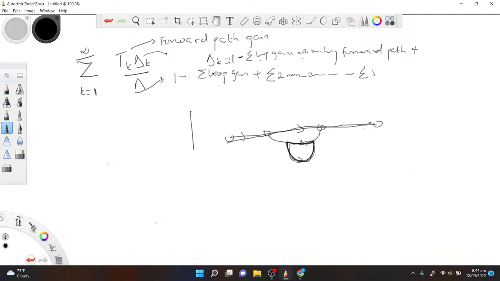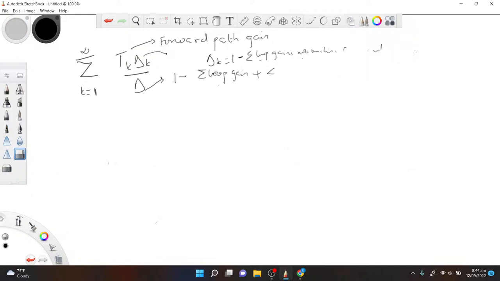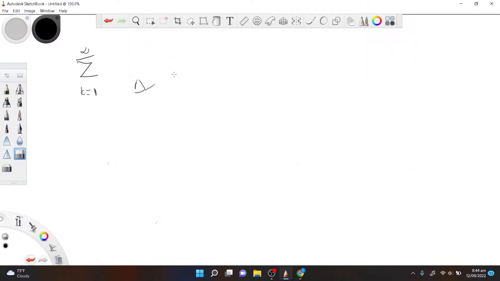So usually delta K is 1, but then delta K won't be 1 anymore because there are loop gains not touching the forward path. Okay. Other than that, delta K will always be 1. Alright. So from there, we move on to stability analysis. Jury test. Jury test was the first we learned.